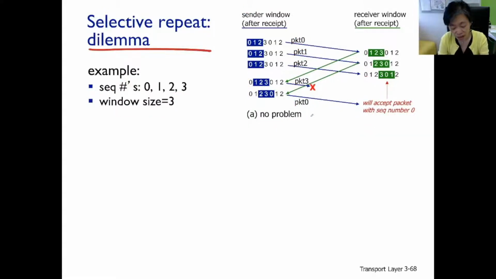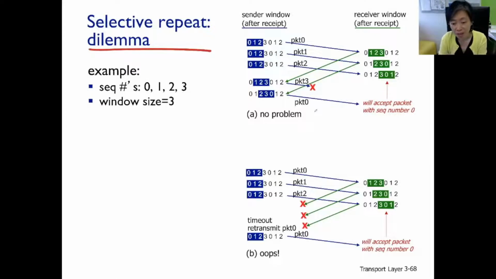Wait until you see the next one. Here's the next one. Same scenario, window size only 3, and we have sequence numbers. There are only 4 of them. So we send packet 0, 1, and 2 out. The receiver here generates ACK 0, ACK 1, and ACK 2 back. But unfortunately, all of them are lost. So a timeout is going to happen.